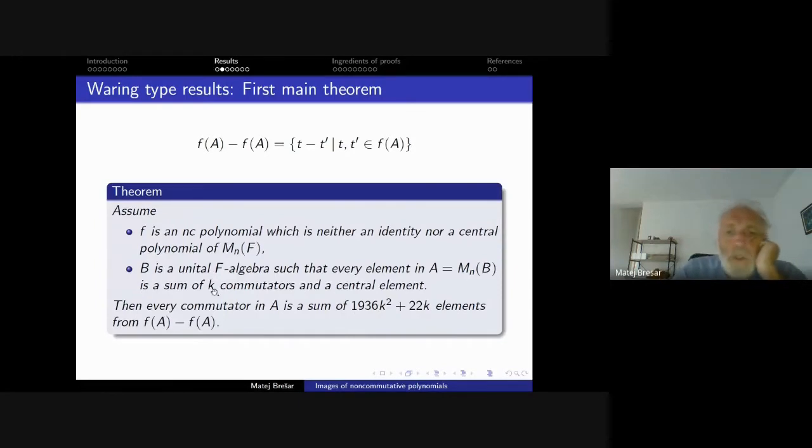So this assumption that every element is a sum of k, here k is a fixed number, commutators and a central element, is sort of natural. Let's take a look at the simplest situation where B is simply equal to F. So this is the basic situation when we have matrices over the field. Then k is equal to 1, provided that the characteristic is 0, because then every matrix can be written as a traceless matrix, so a commutator, and a scalar matrix.